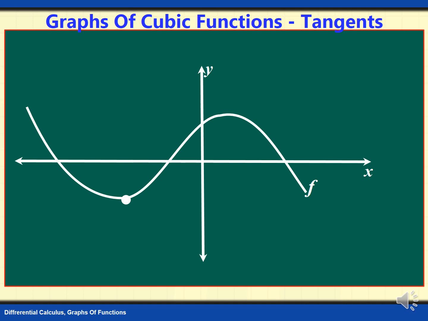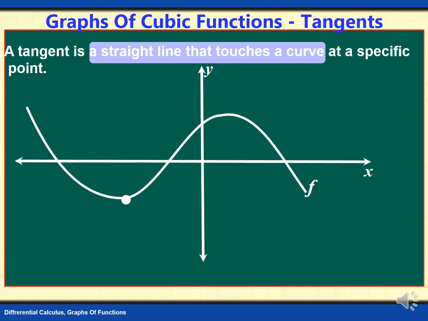So let's have a look at this graph here. This is the graph of f, and if we say a tangent, remembering that it is a straight line that touches a curve. Now it touches a curve at one particularly specified point. So a line may cross the graph somewhere else, but if the line touches the curve at a certain point, then that line is a tangent. It is a tangent only at that particular point where the line is touching the curve.